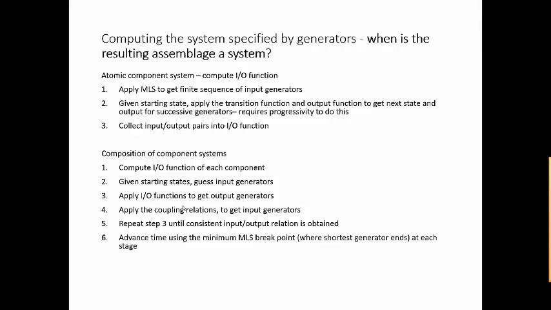Actually, you could say we have to guess. Take a guess of what the input-output pairs are for these starting states, and we have to keep searching until we can find a consistent input-output assignment. When we do that, we can then advance time using the MLS maximal length breakpoint, the shortest one, because each output segment will have one, and then we take the shortest one, and that's where time advances to. Then we have to go through this cycle again, and we do that until the time period that we're interested in has been reached, has been consumed.